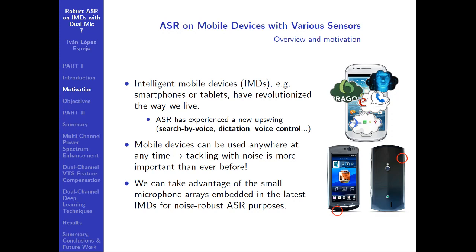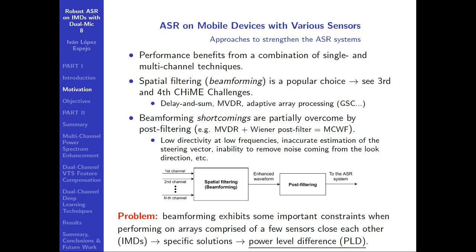To do this, we can take advantage of the small microphone arrays embedded in the latest mobile devices. The third and fourth CHiME speech separation and recognition challenges are good examples to know what's being developed for multi-microphone robust speech recognition on mobile devices. And in particular, these challenges consider the use of a tablet with 6 microphones in everyday noise environments. And as we checked, performance benefits from a combination of single and multi-channel techniques.